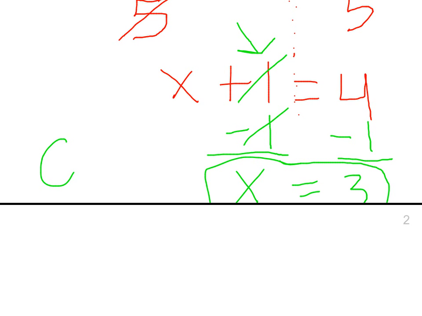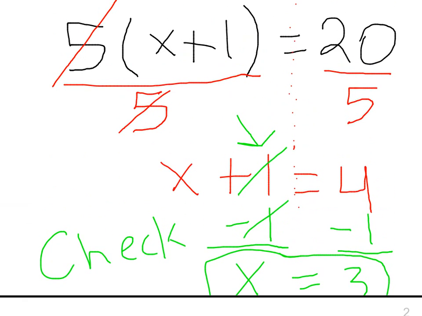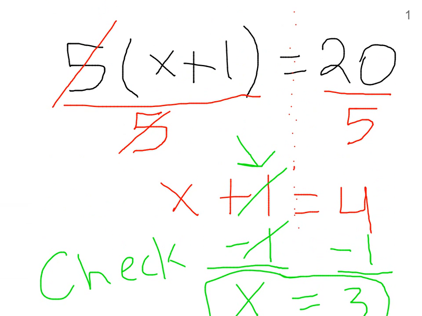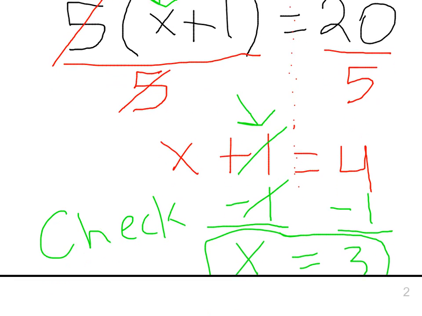And of course, don't forget to check. So how do we check? Well, let's go back to the original equation. 5 times x plus 1. But now, right here for x, we now know we're going to put our answer, which is 3. So let's go ahead and do that. Let me scroll down here. Let's do that.